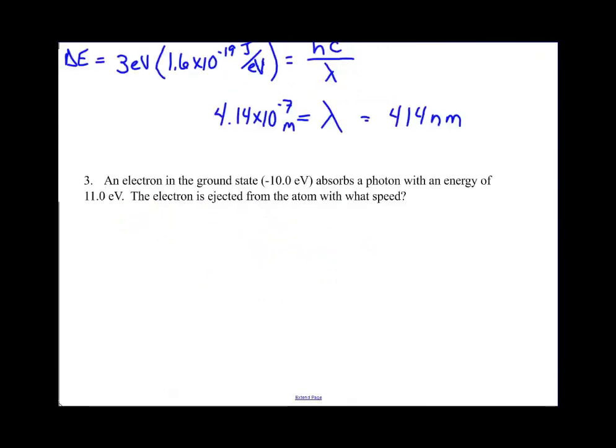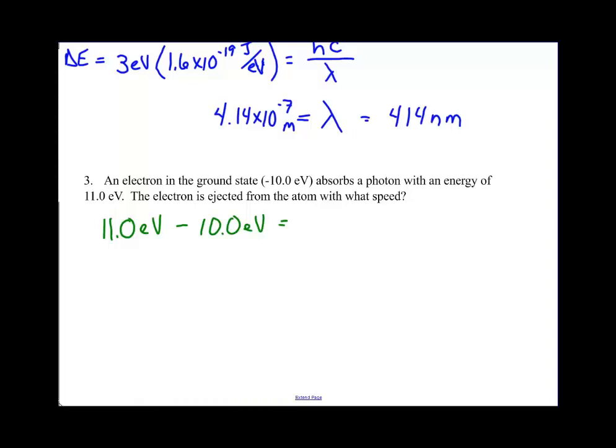All right, our next question, we're looking at an electron in ground state, and the ground state is given as negative 10 eV, and it absorbs a photon with 11 eV. So we want to find out how fast the electron is ejected from the atom. How do I set that up? Well, I am given 11 electron volts, and I need 10 electron volts to get my electron out. Ground state means its most stable state.